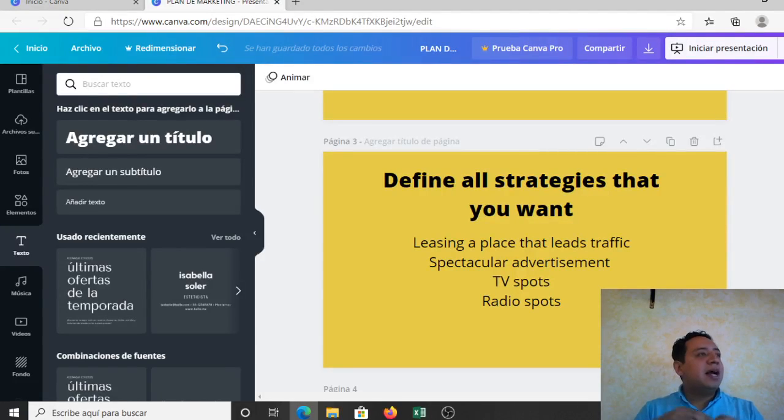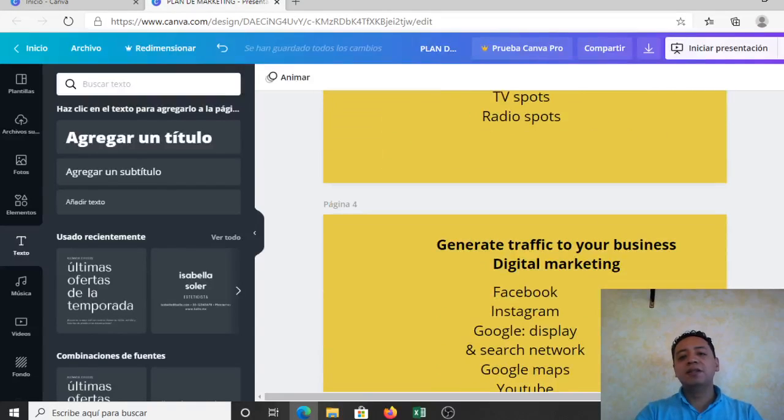So these are the strategies that you have to define, and you have to define every possibility that you could have in this business. Every business has a different behavior, so it is not the same selling things in a restaurant, or selling a medical service, or marketing services. This is completely different, and we have to measure different kinds of strategies.